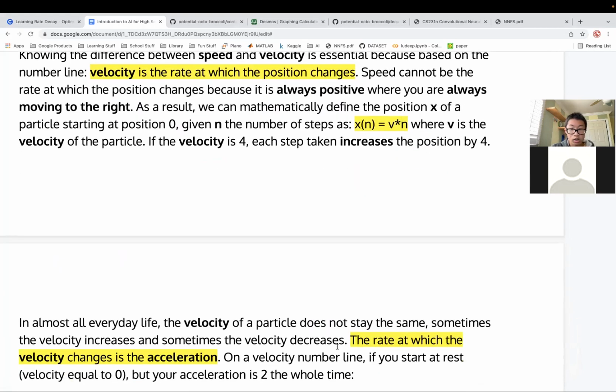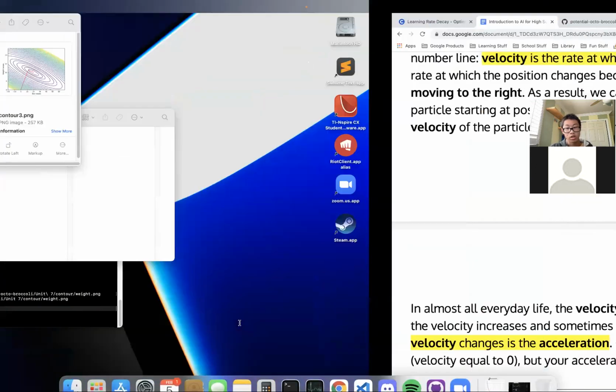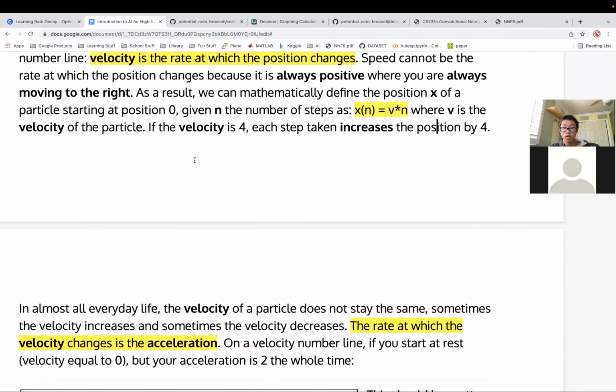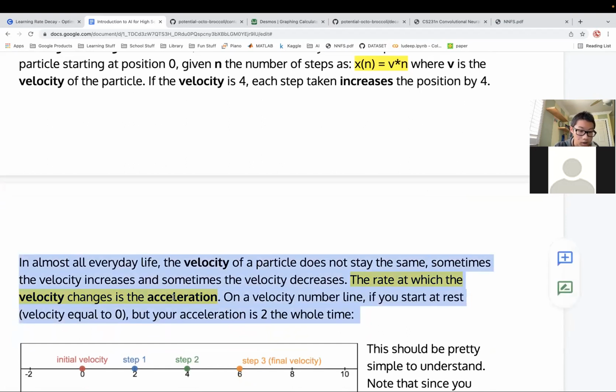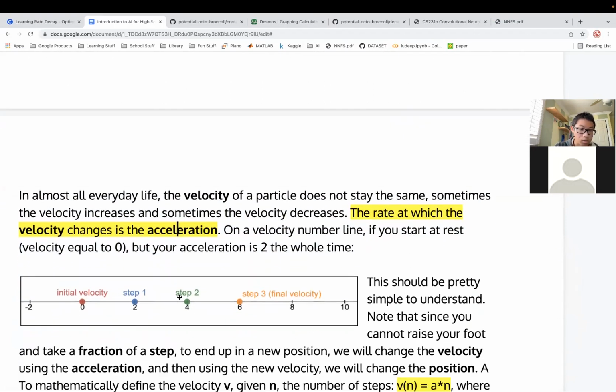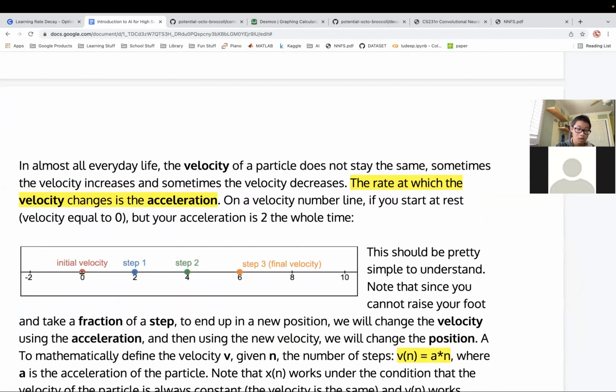That's going to be your position, assuming that your velocity is constant the whole time. But pretty much your velocity doesn't stay the same. Remember a ball rolling down a hill: its velocity increases at the beginning and then it starts to slow down. So its velocity is not going to be the same. That is acceleration, the rate at which your velocity changes. Basically, the second derivative of position.